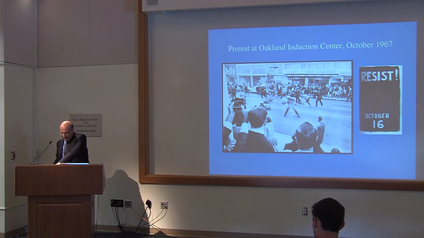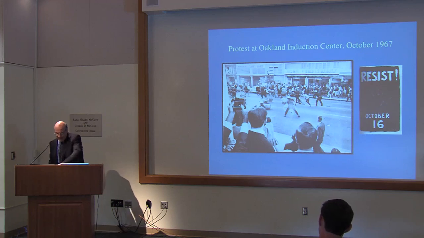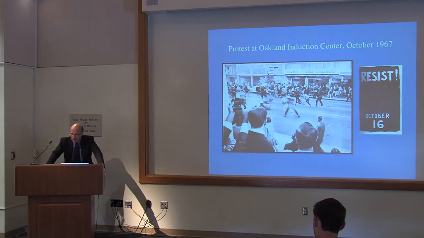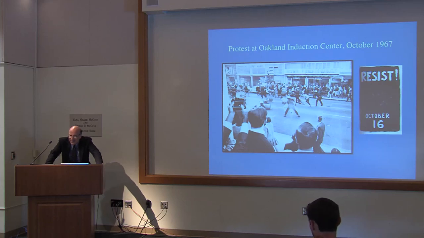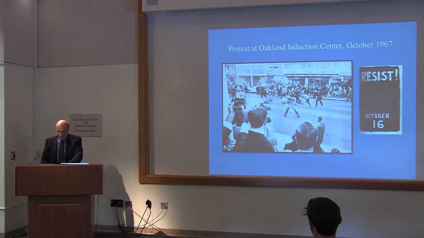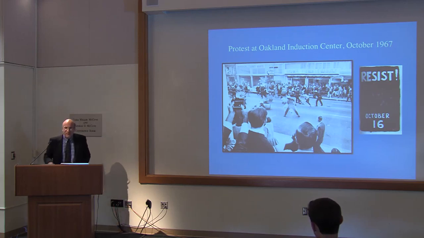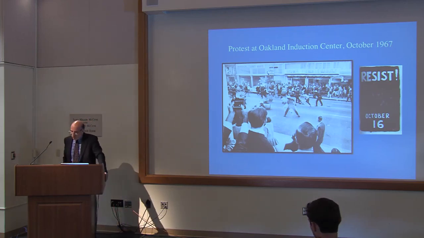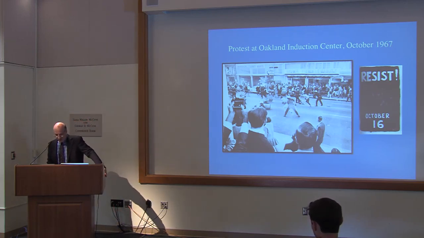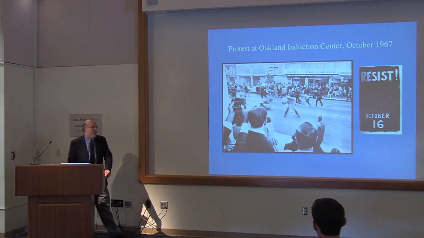So in October 1967, as part of a campaign known as Stop the Draft Week, a group of Bay Area activists decided to blockade the Military Induction Center in Oakland, California, to physically prevent the government from processing young men who had been drafted to fight in Vietnam.